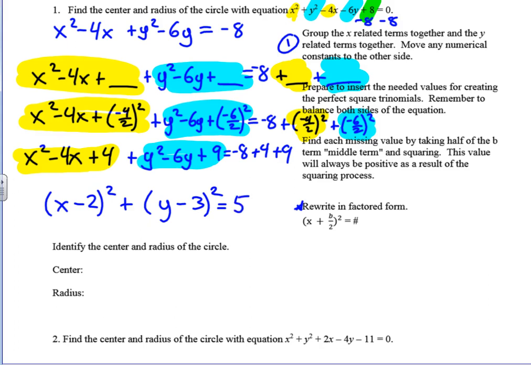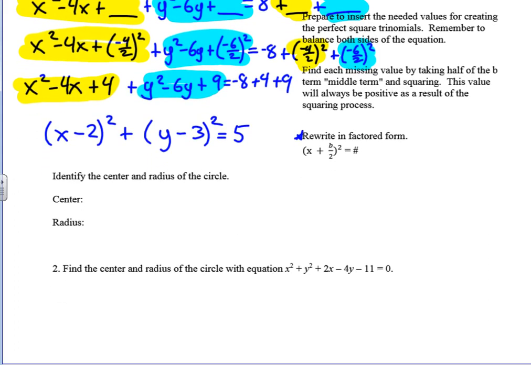Now we've got this equation of a circle here, which is going to have a center. Remember, we switch the signs, so the center is (2, 3), and then r squared equals 5, so the radius would be the square root of 5. So carrying over from lesson 1.